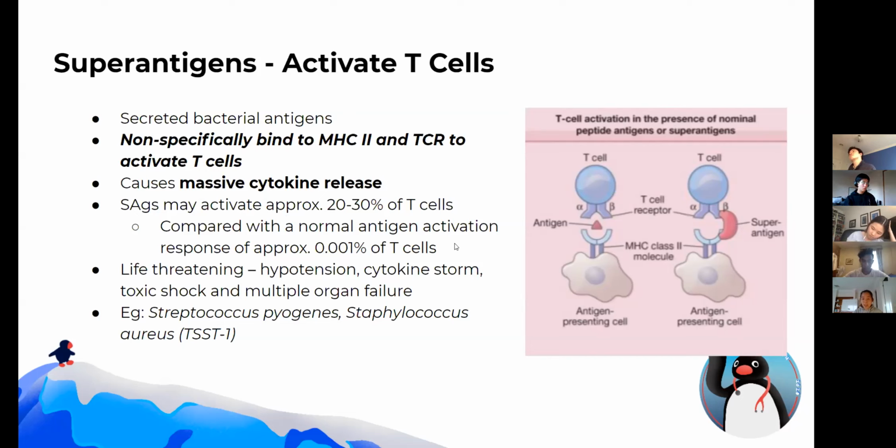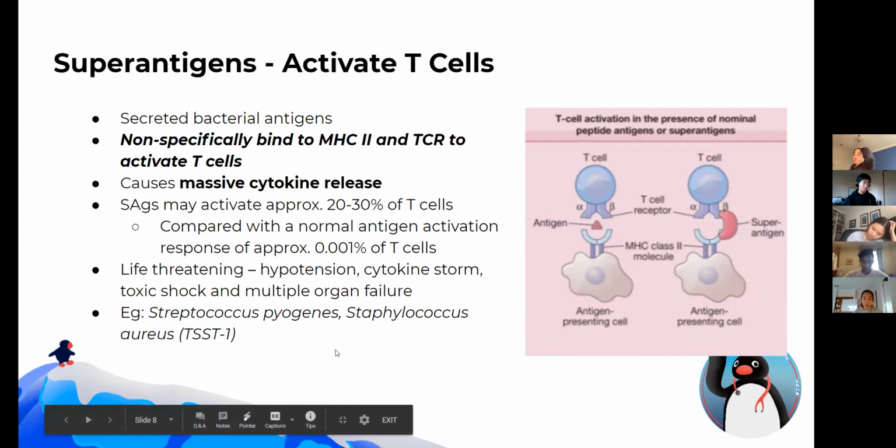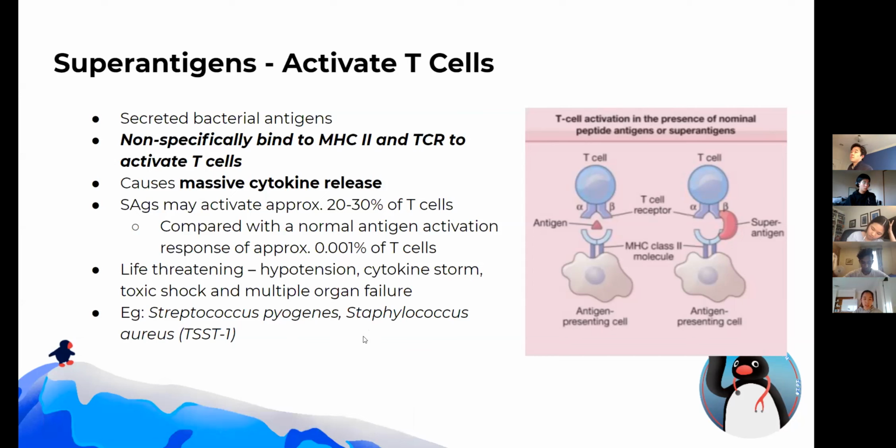So we have an adequate response to be able to get rid of the pathogen. However, what super antigens do is they actually activate a lot more T cells. In fact, they can activate up to 20 to 30% of our T cells, because of this strong binding that they do here, as you can see in the diagram. This can be life-threatening because it can lead to hypotension, cytokine storms, toxic shock, and multiple organ failure because we suddenly have that huge activation of our T cells. Some bacteria that produce super antigens include your Strep pyogenes and your Staph aureus.